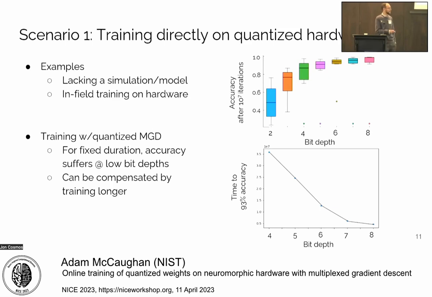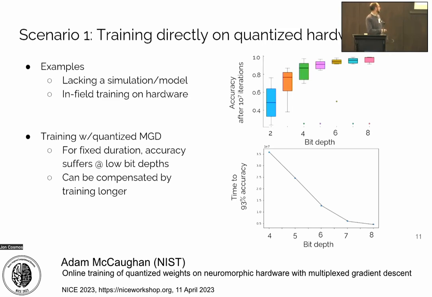And essentially what we found here was that when you're training these quantized circuits, if you have a fixed duration, say I train for some number of time steps, in this case 10 to the 7 time steps, high bit depths, you get good accuracies. And as you drop the bit depth, if I train for that fixed amount of time, it starts to suffer, as one might expect, right?